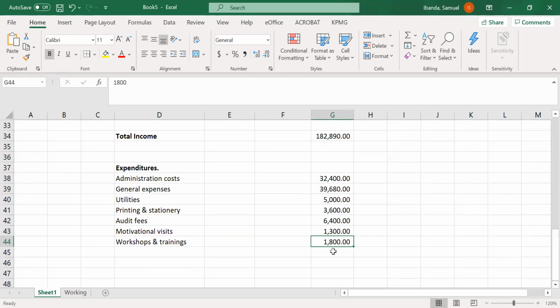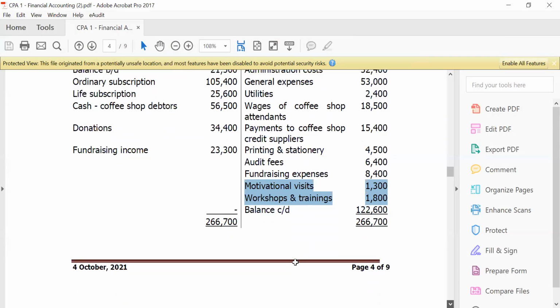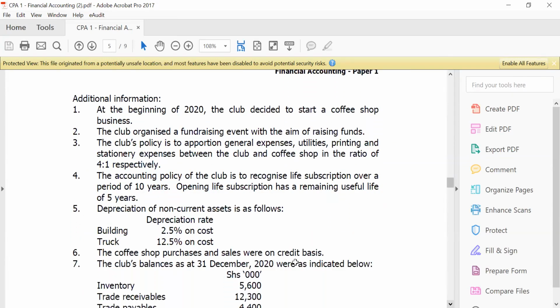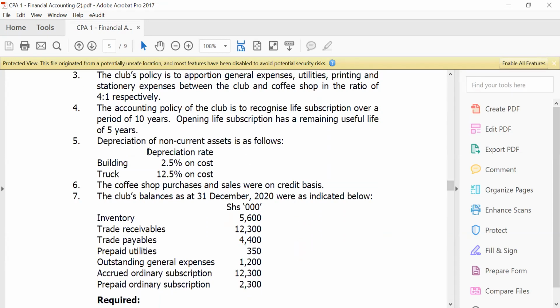So after I've done that, I can get my total incomes. I'm going to put them in under this column. My total expenses, sorry. But before I get my total expenses, I'll ask myself, do I have any additional information that has any expense that I've not recorded? Yes, I have depreciation.